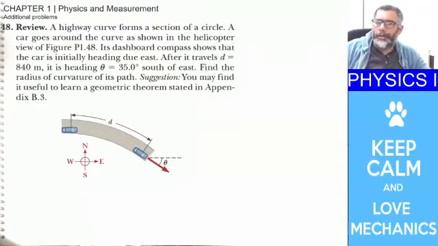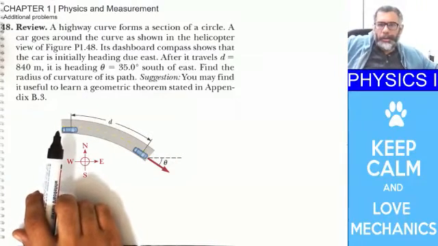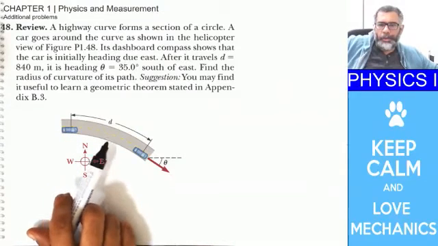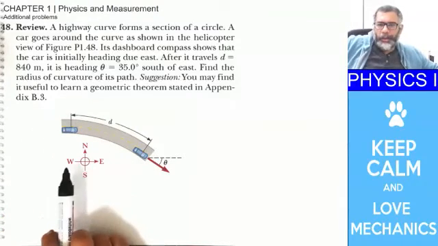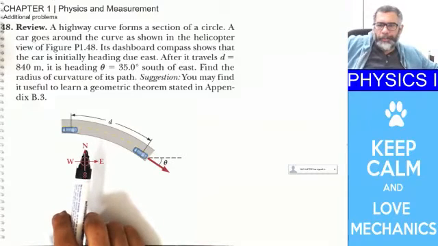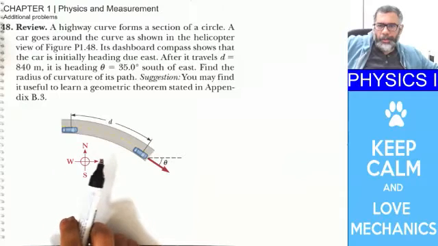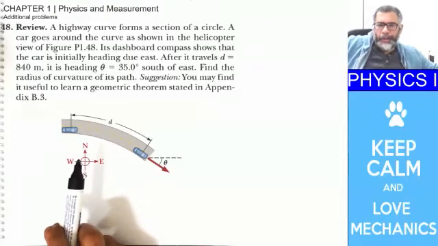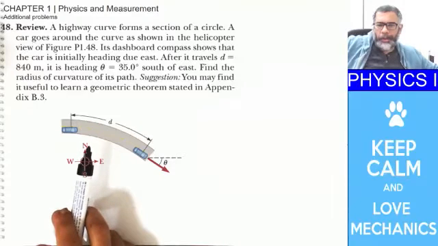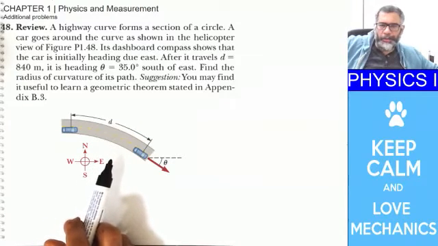Okay. So the question is that there is a car going on the road, and this is a circular track. They also put these directions: north, south, east, and west. North always shows the positive y direction, and east always shows the positive x direction.